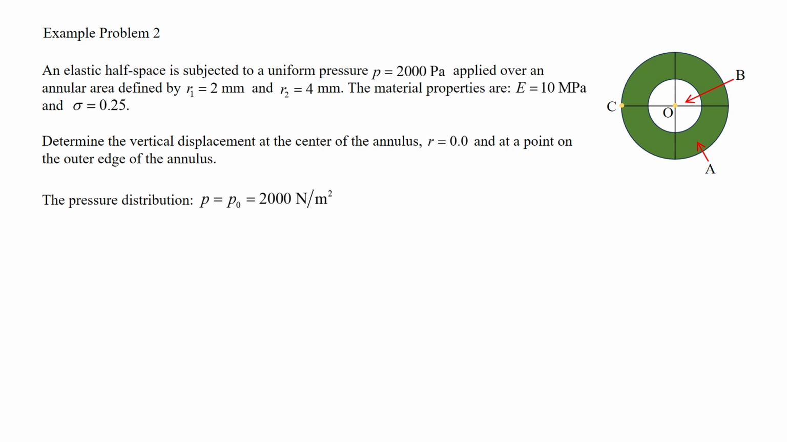So, here it is given that a uniform load is applied over an annular area defined by R1 equal to 2 millimeter and R2 equal to 4 millimeter. The material properties are 10 megapascal and Poisson ratio 0.25. Determine the vertical displacement at the center of the annulus, that is r equal to 0, and at a point on the outer edge of the annulus. So, at this particular point.